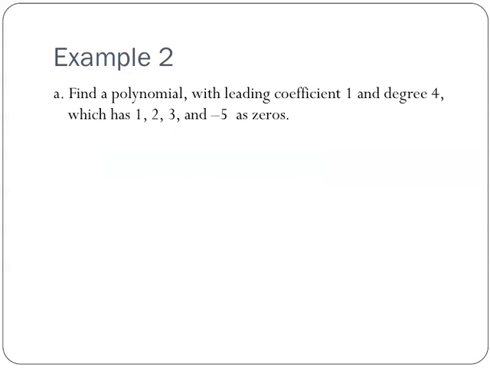Alright, example 2. Find a polynomial with leading coefficient 1 and degree 4, which has 1, 2, 3, and -5 as zeros. So we first start off by writing out the linear factors. That would be x minus 1, x minus 2, x minus 3, and x plus 5. Now the leading coefficient is 1, so we don't need to put any number out in front like we did in the last example. It has degree 4. We found all 4 linear factors already, so we are all set. That is the polynomial.